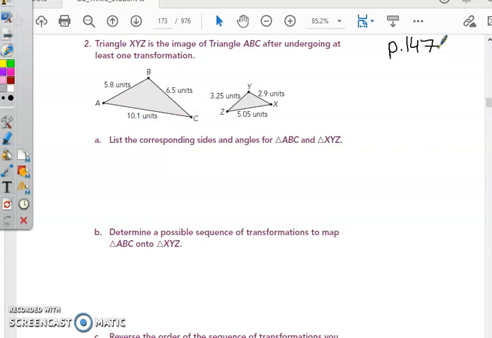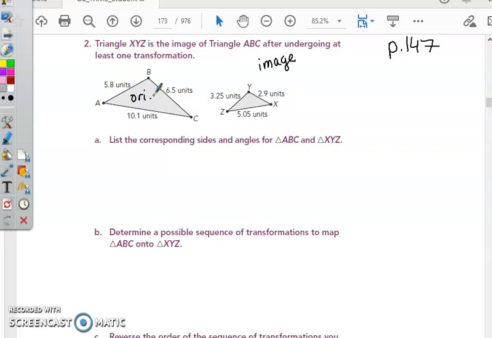Okay, so let's look at number 2. That's where we're going to start. It says triangle XYZ is the image of triangle ABC after undergoing at least one transformation. So this is the image, this is the new, which means this is the original or the pre-image. I'm just going to put original. I know it's pre-image, but it makes sense for us to say original.